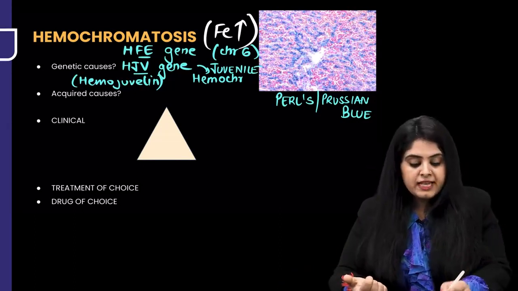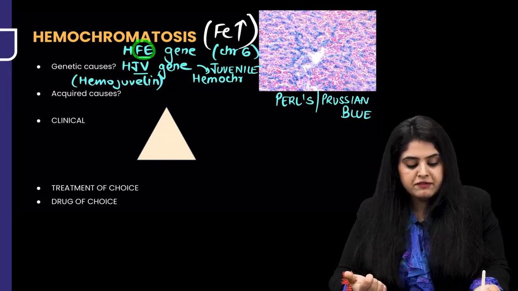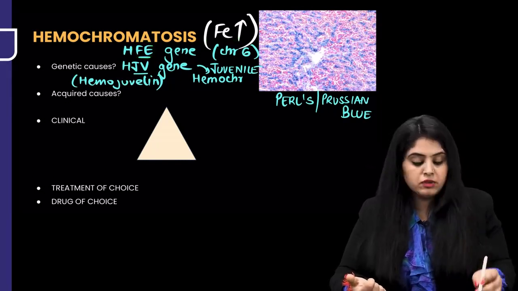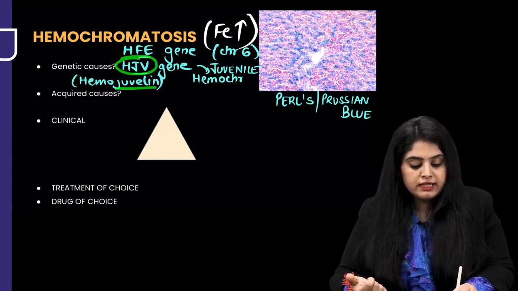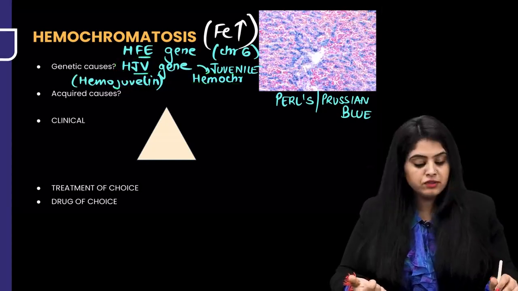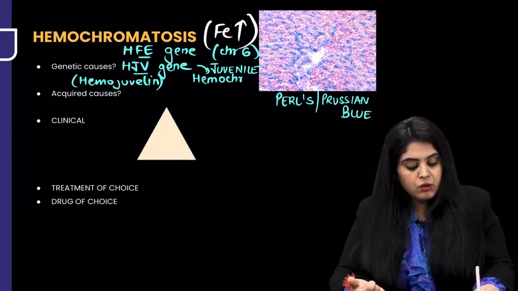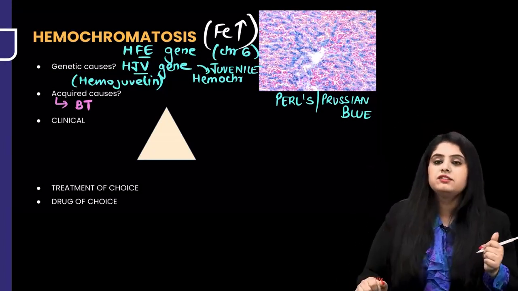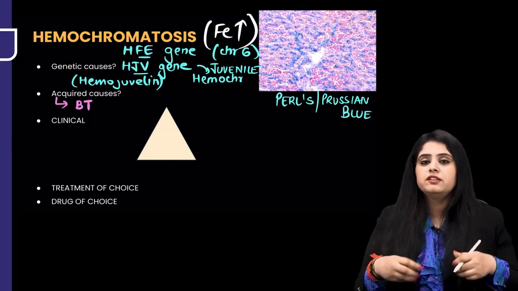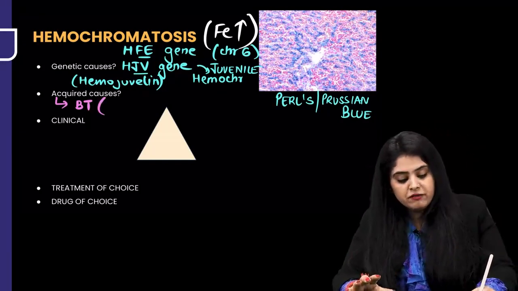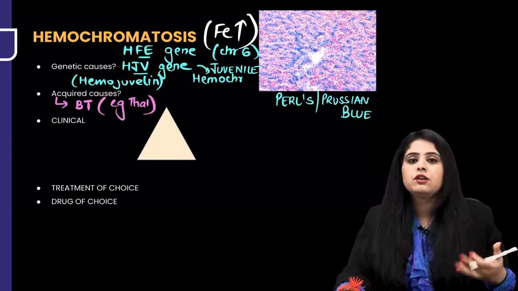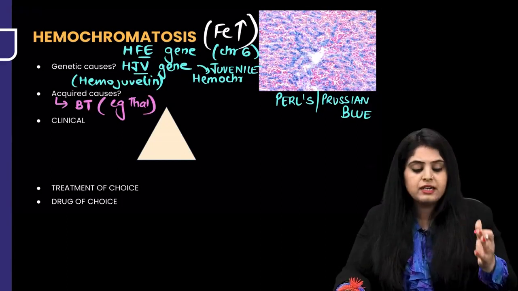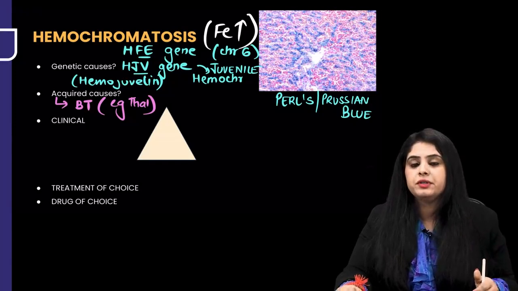Simple, right? HFE will always be iron, Fe for iron, so HFE causes hemochromatosis. HJV for juvelin causes juvenile hemochromatosis. These were all genetic causes. What about acquired causes? Lots and lots of blood transfusions. Name one situation in hematology where the patient needs a blood transfusion every 2 weeks. For example, thalassemia. Lots of blood transfusions will be needed, and automatically the patient is going to have an iron overload.